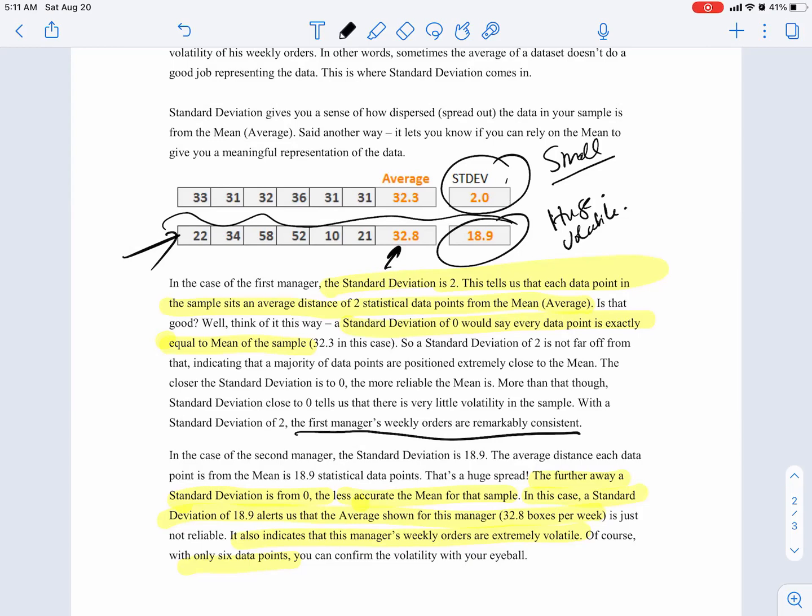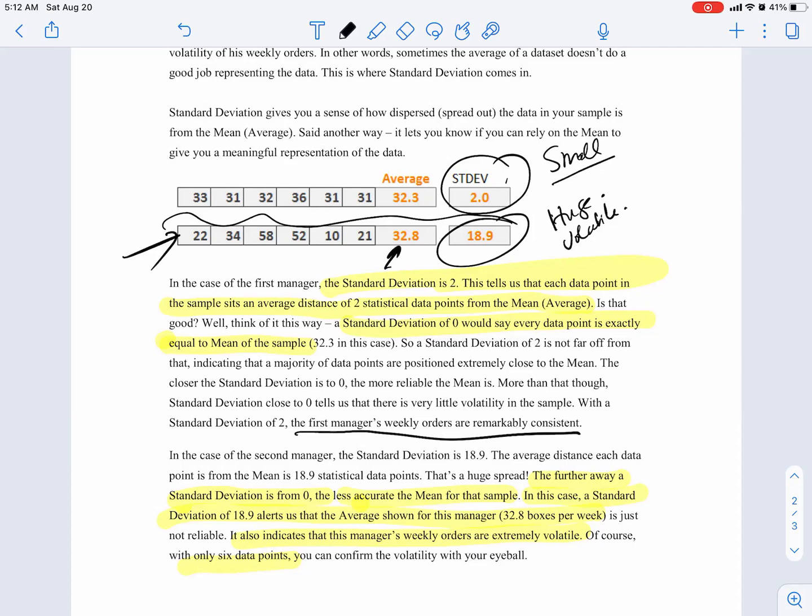Henceforth, my prediction for next week is not good. Basing my prediction of how many boxes I'm going to need next week is not going to be good at all. That's how important your standard deviation is. Your standard deviation will allow you to figure out how accurate your mean is at measuring the center of your data. So it's important that you calculate your standard deviation. I hope I helped you.